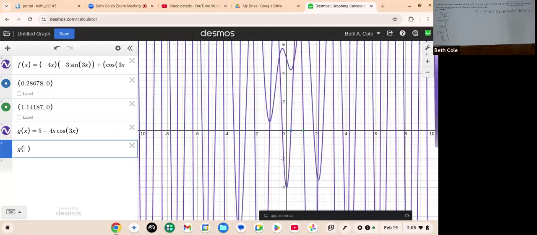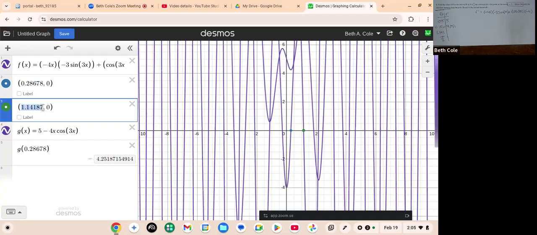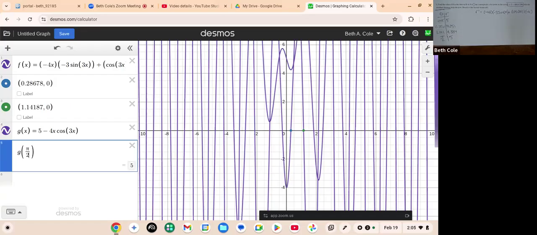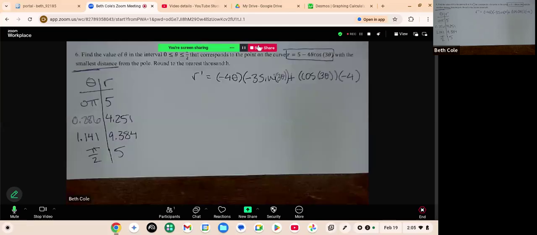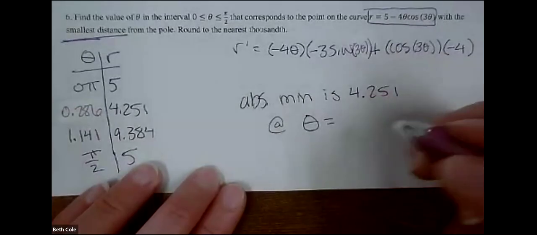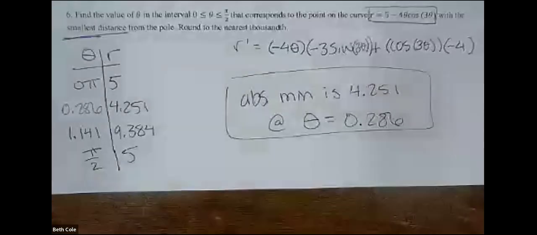The next one, I want to copy and paste this point. Come back here. 4.251. All right, and then I'm going to copy and paste this point. At this point, I forgot what we were supposed to find. Can anyone reread it? Did we want maximum or minimum? I think it was minimum, wasn't it? Absolute. Absolute minimum. All right, that one's 9.384. And then the last one, I'm going to plug in pi over 2, which is 5. Sweet. So now we get to write our answer. Out of all of those r values that we got, what is the smallest one? All right, our absolute minimum is 4.251 at theta equals 0.286. And your justification is the table.